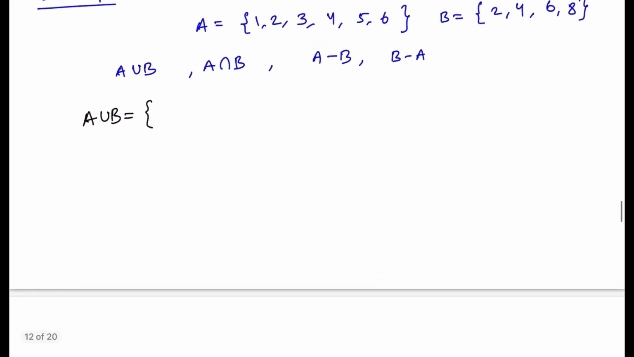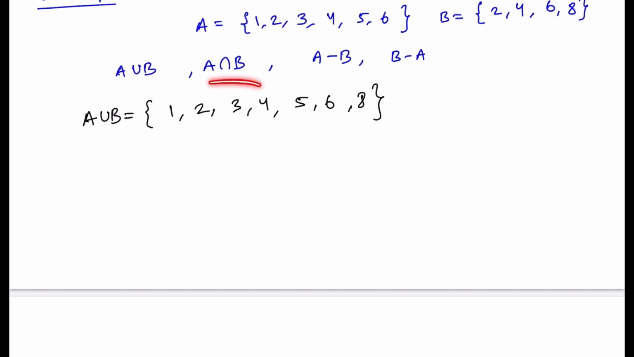So what are the elements of A? A has 1, 2, 3, 4, 5, and 6. And what are the elements B has? B has 2, 4, 6, 8. So 2, 4, 6 I have already written. So only 8 is remaining, so we have to write 8.